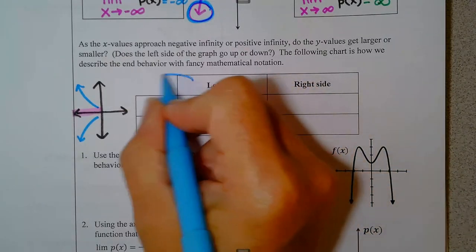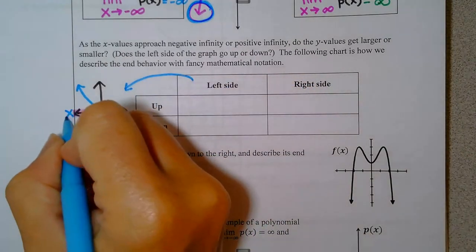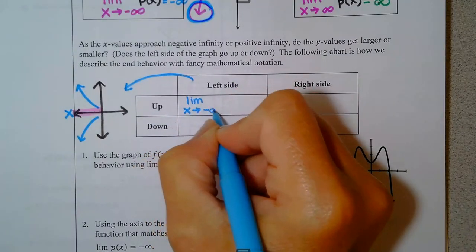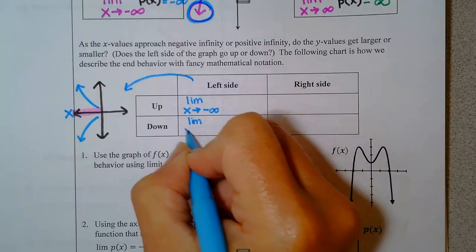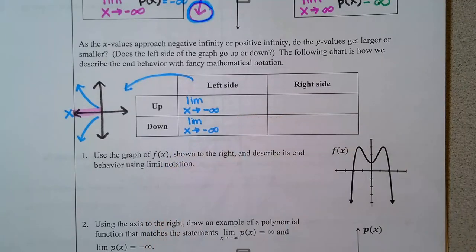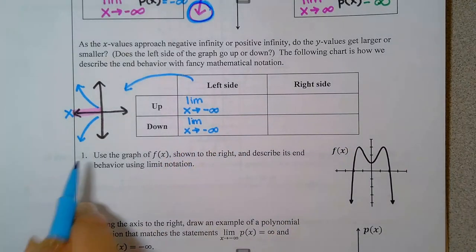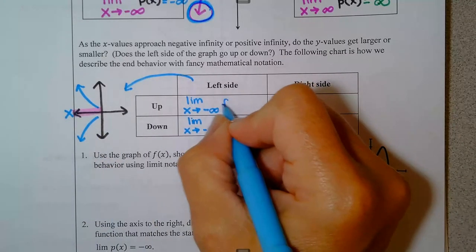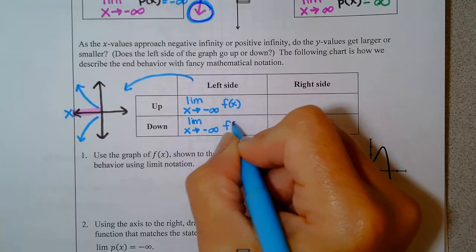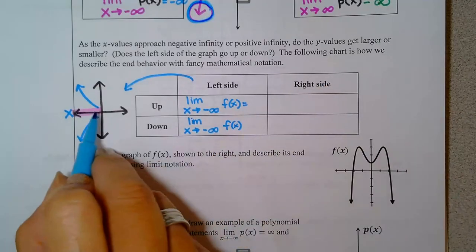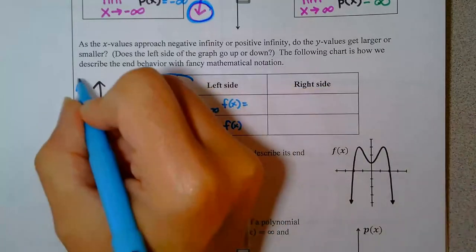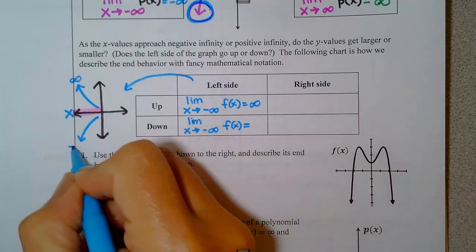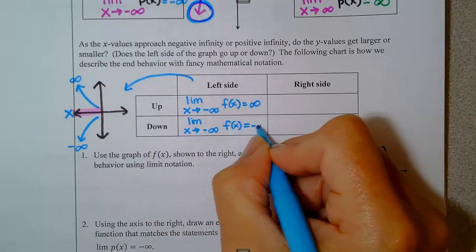This is the left side of the graph. So you're going to have the limit of x to negative infinity. The limit of x to negative infinity. That's how every left side looks. And then let's say that this is f of x. And then it's going to change. If it's going up, you're going to infinity. And if it's going down, you're going to negative infinity.